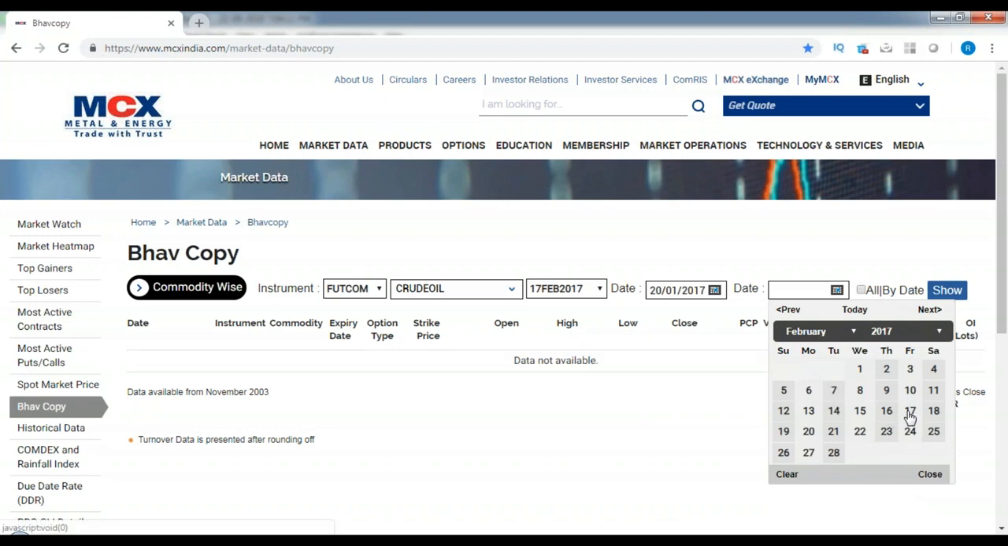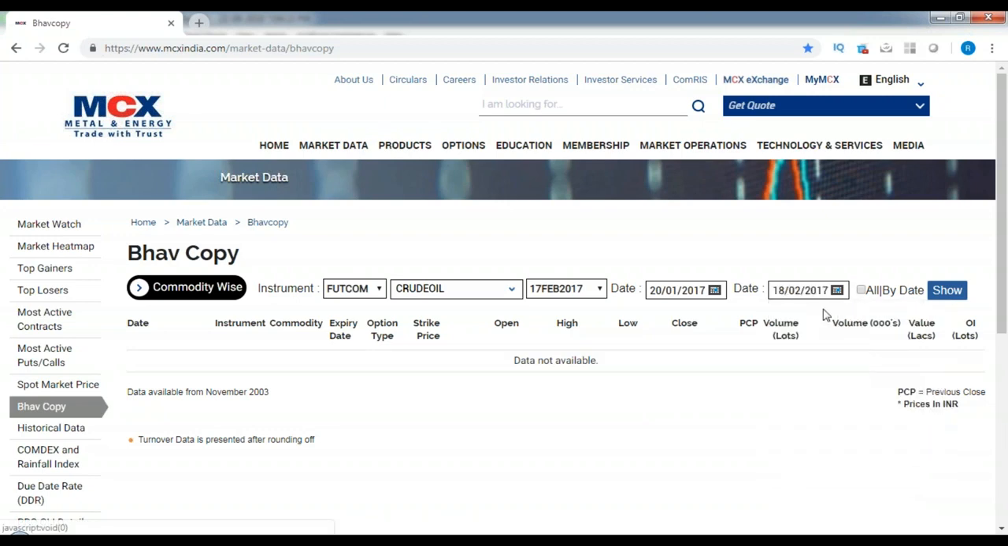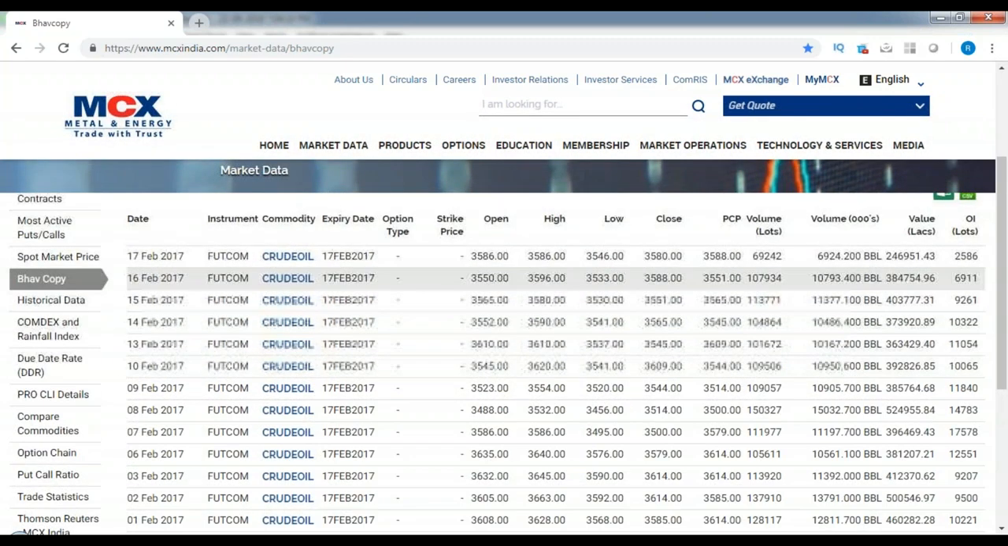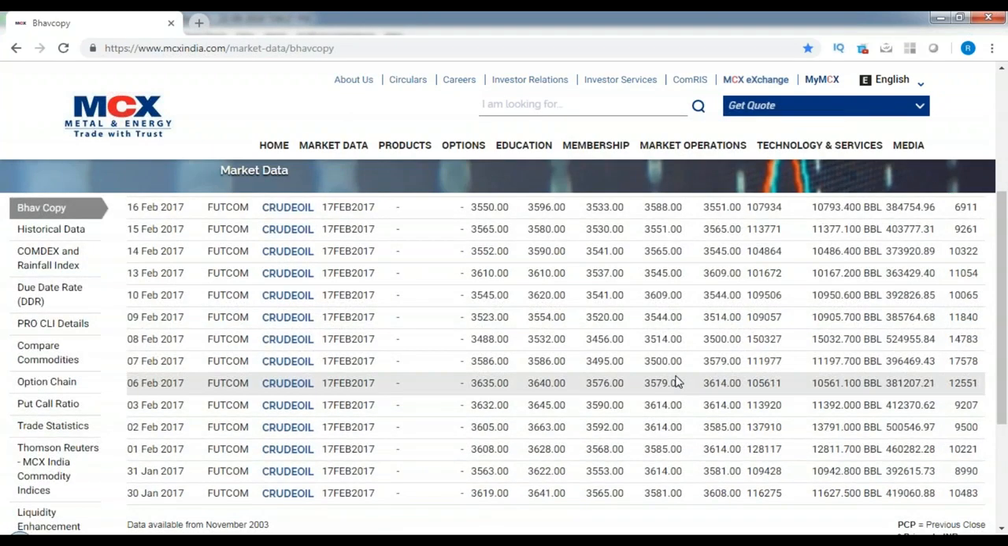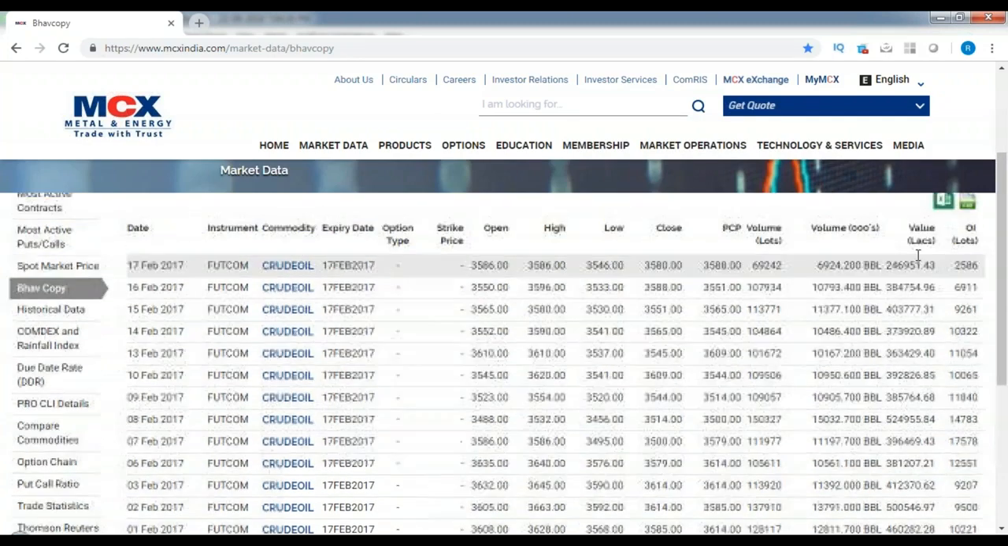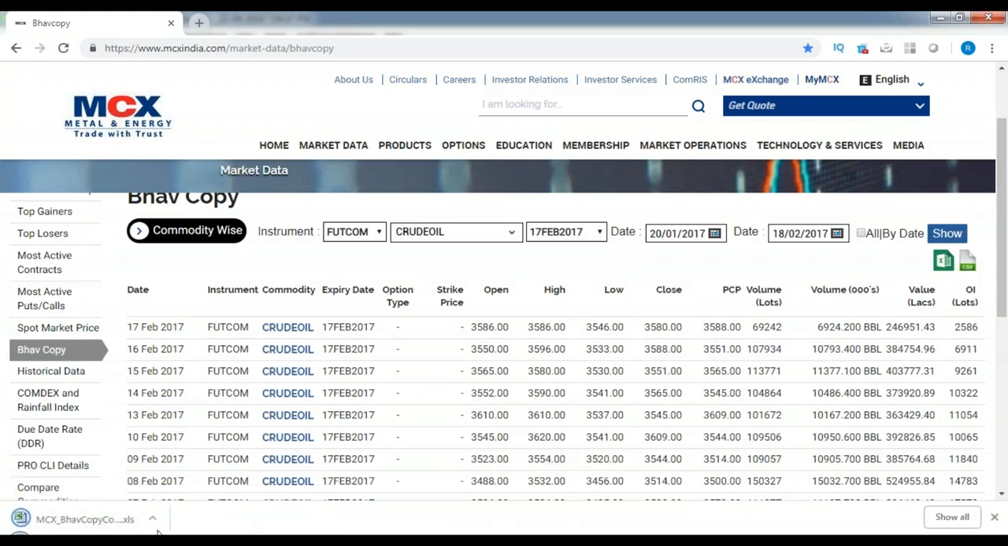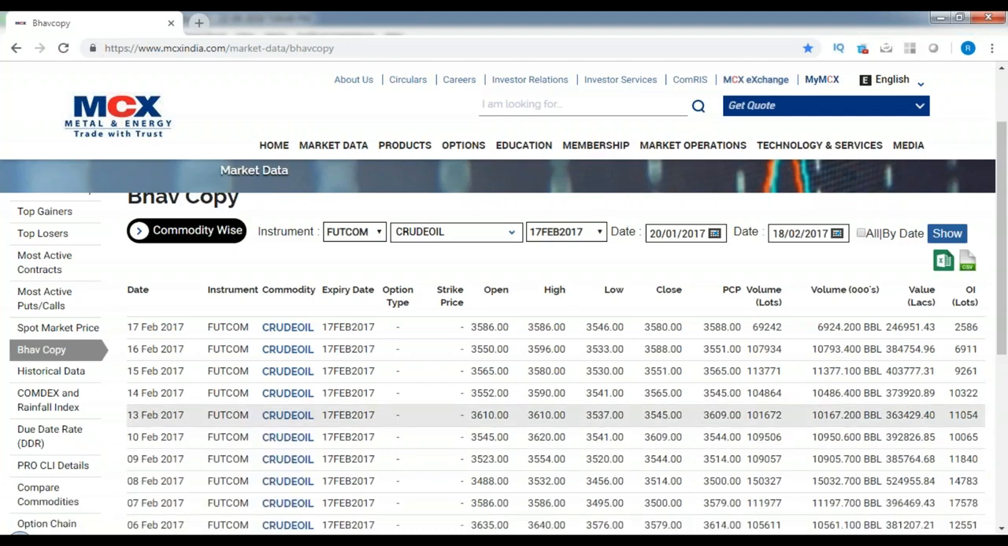Okay, so February 17th. So let me pick up 18th. Okay, so do you think this is the February data? Yes, sir. Okay, so I'll quickly download this so that we can play around with it. I will download it as an Excel sheet. So here we go.